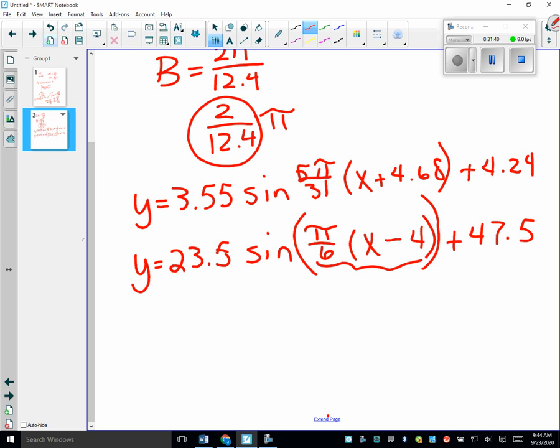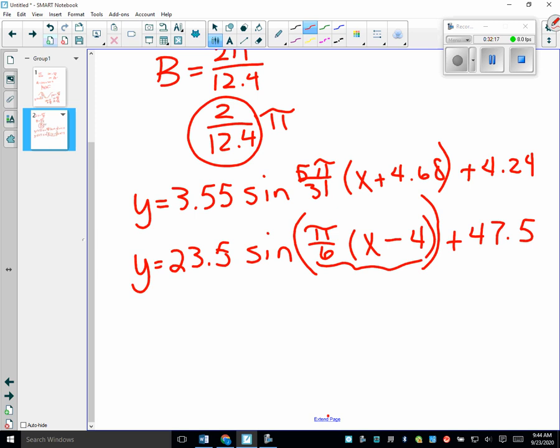Okay, what is the period? 12? 12 months? Oh, yeah. Do we have 12 numbers there? So that'd be the period. So what I want to do is write a sinusoidal function.